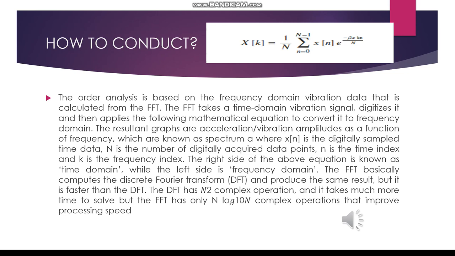The FFT basically computes the discrete Fourier transform (DFT) and produces the same result, but it is faster than the DFT. The DFT has N squared complex operations and takes much more time to solve, but the FFT has only N log N complex operations, which improves processing speed.